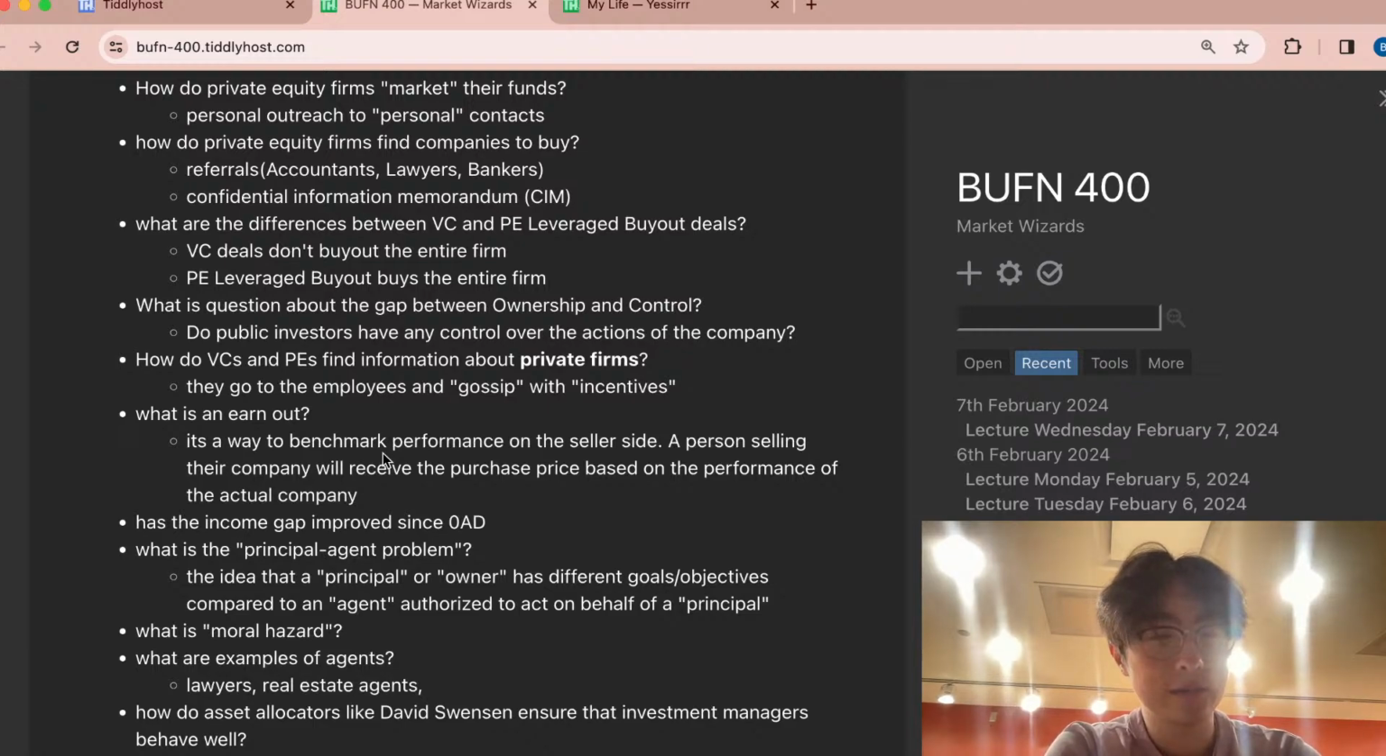Okay, so next, moving on, what is an earnout? Okay, an earnout. I think that's something that's more common on the sell side. When you're a company that's looking to exit, instead of receiving a lump sum or the entire purchase price at the date of selling your business, usually there are benchmarks that the company you're selling has to meet, and then you'll receive some compensation based on that benchmark.